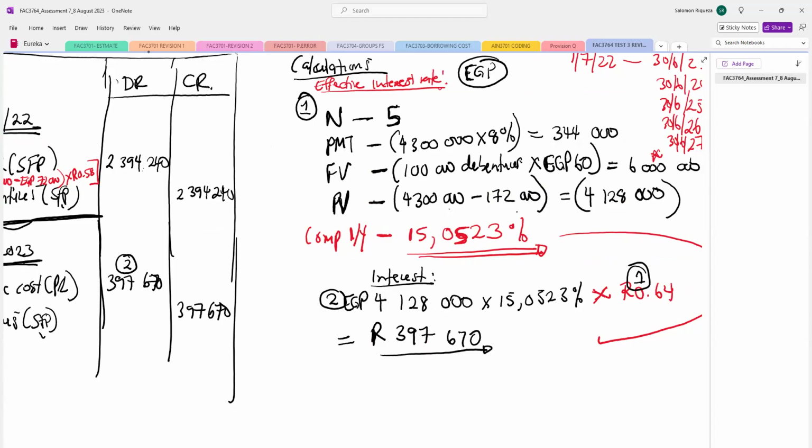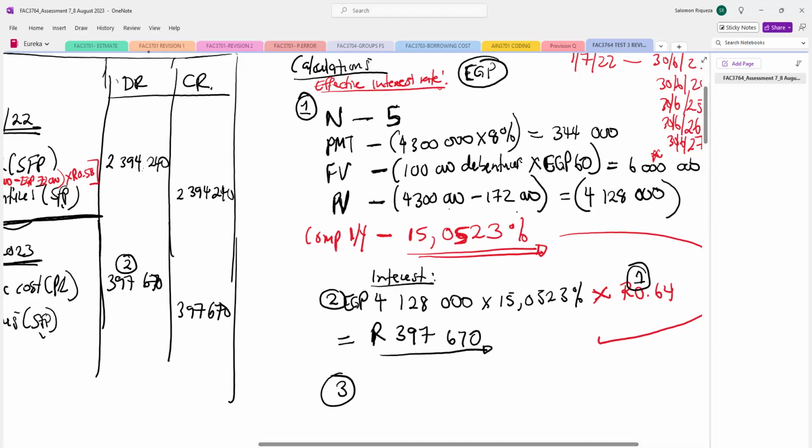And then remember, there's also payments that we have to make. We have to make a payment, the coupon rate of 8%. All right, we have to make our payments at the end of the year. So we're going to have to calculate our payments. It's going to be as follows. So calculation number 3.